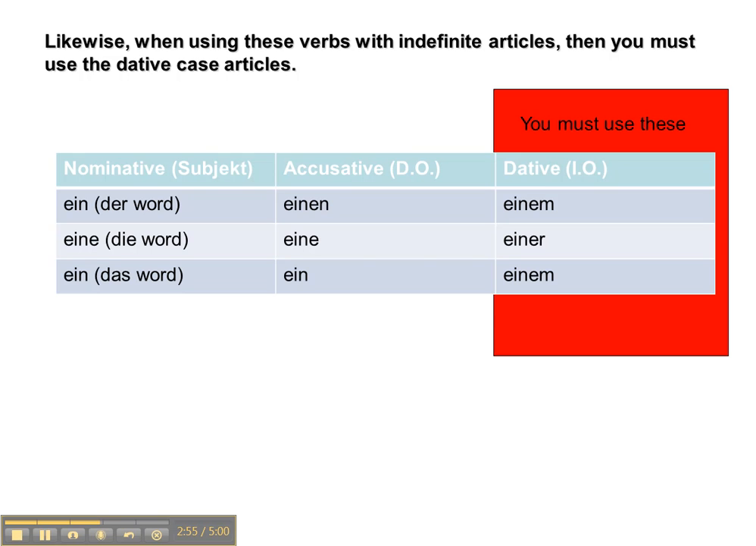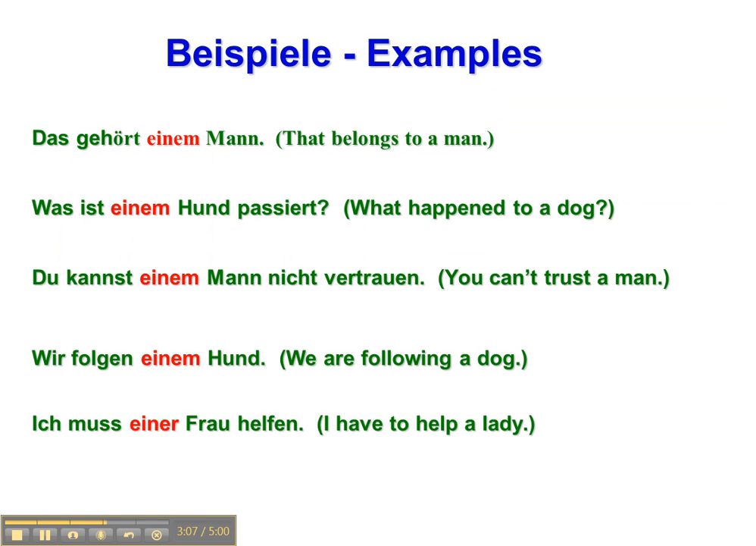So likewise, if you want to use them with indefinite articles, then you want to use indefinite articles that are in the dative case. Ein, einem, der words, einer, das words, einem. So for example, das gehört einem Mann. Was ist einem Hund passiert? Du kannst einem Mann nicht vertrauen. Wir folgen einem Hund und ich muss einer Frau helfen.